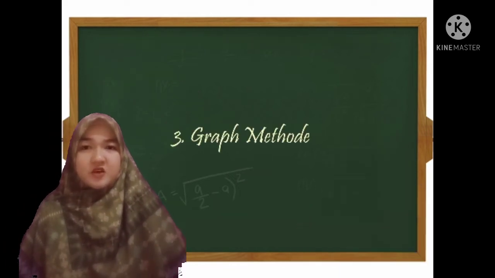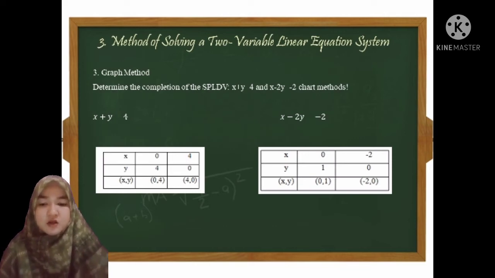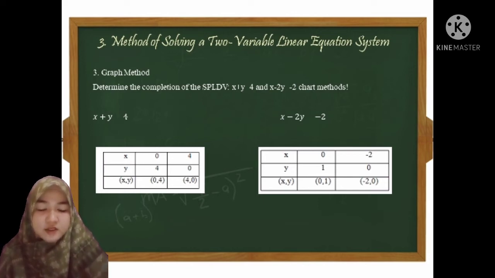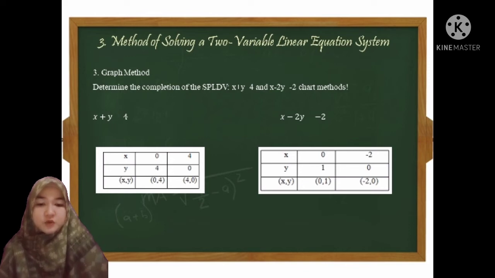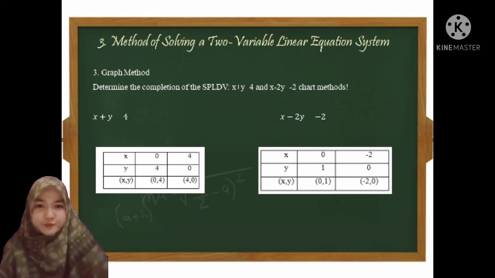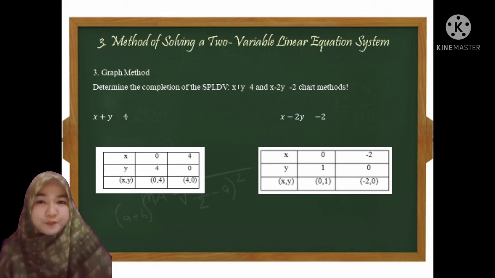3. Graph method. Determine the solution of the SPLDV x plus y equals 4 and x minus 2y equals minus 2. Third method, x plus y equals 4.